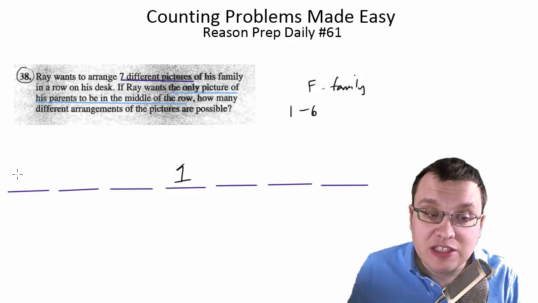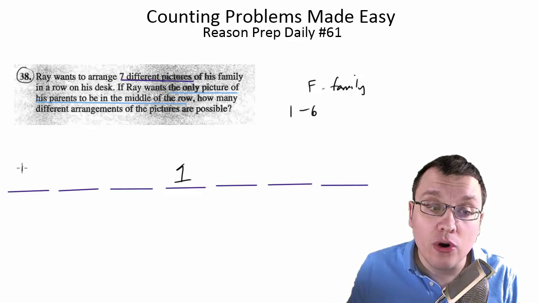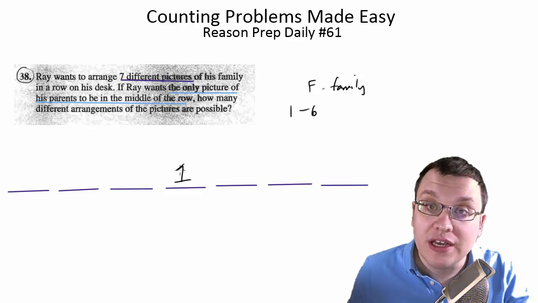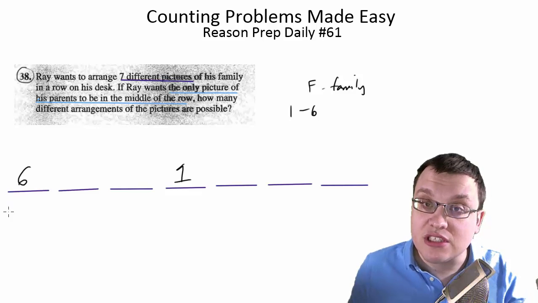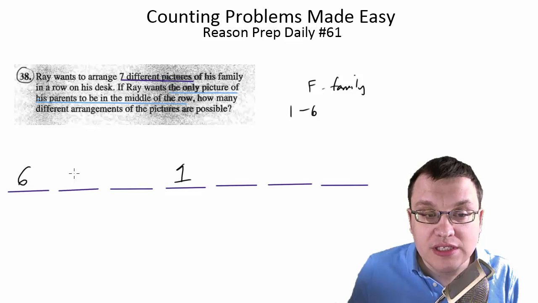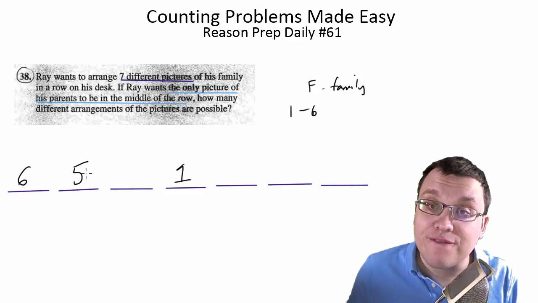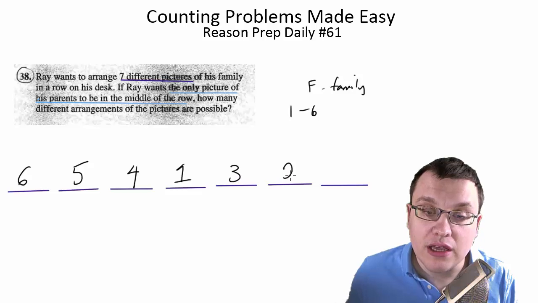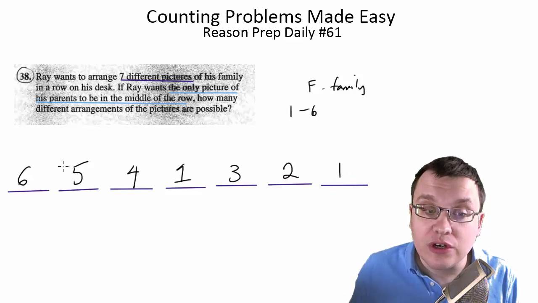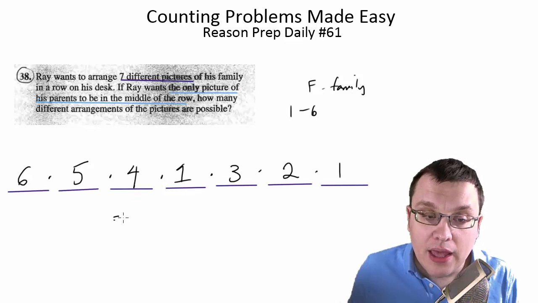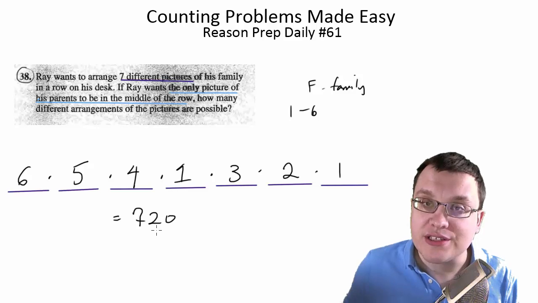So now that I've filled in this spot, how many choices do I have here? Don't say 7, because I don't have 7 choices. I've already used the parents picture here. So I have 6 choices because I've just got those 6 other family pictures left. So 6 choices here. Then how many choices do I have here? I'd have 5 because I've already chosen this one and this one. So I'm only going to have 5 pictures left to choose from. Then 4, then 3, then 2, then 1. And once you've filled in all your lines, you go ahead and multiply all these numbers together. And when you do that, you get the answer, which is 720.